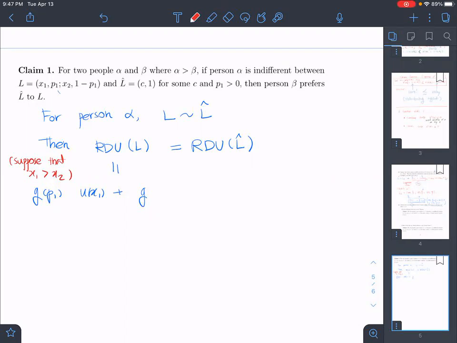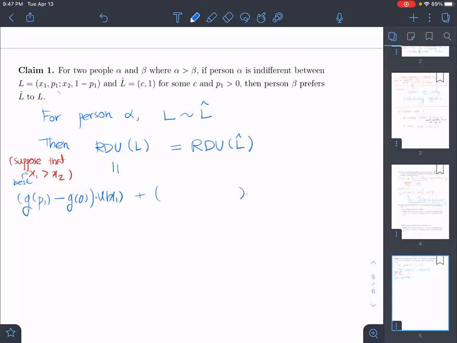In this case, x1 is the best outcome here. So for the best outcome, we have G of P1, because only x1 is weakly better than x1. There's nothing that is strictly better than x1.